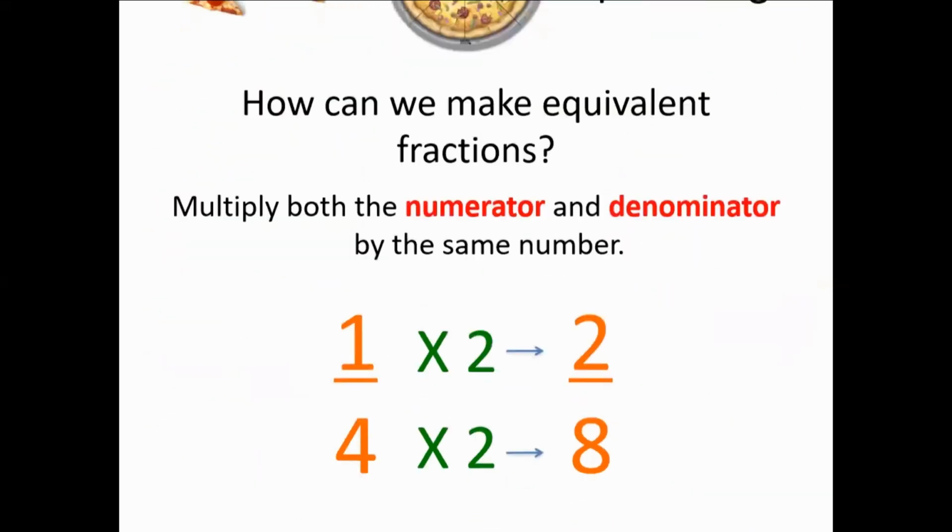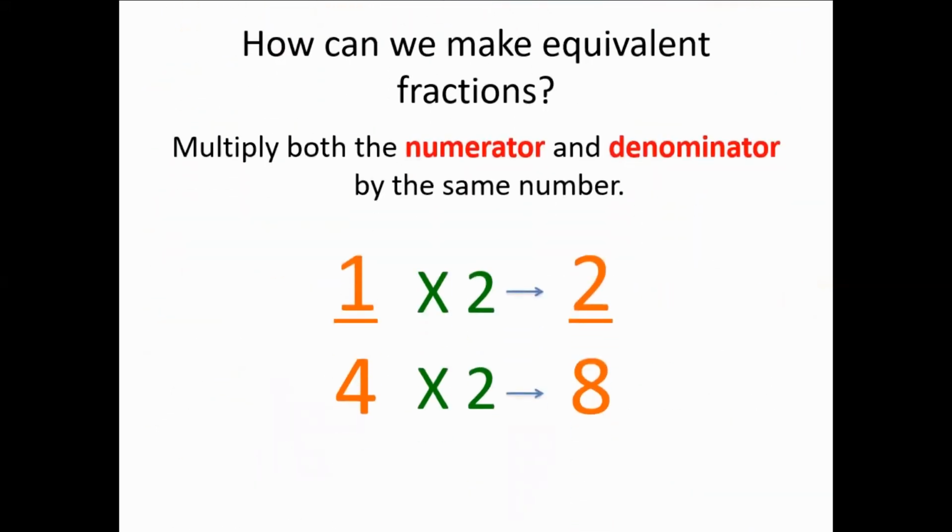So here, how can we make an equivalent fraction? By multiplying both the numerator and denominator by the same number. Like 1 out of 4, we multiply 1 by 2 and we get 2, and multiply 4 by 2 and we get 8. So 1 out of 4 equals 2 out of 8. So now 1 out of 4 is another form for 2 out of 8. So 1 out of 4 and 2 out of 8 are equivalent.